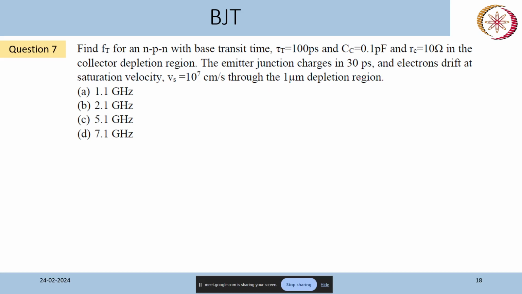Here it is not given that the base transit time is the dominant delay time, so we have to consider all the delays in the collector depletion region and the emitter depletion region, and the time it takes to generate a carrier and transfer the carriers. We will basically add all the delays, and then calculate the unity gain frequency. Let's calculate the total delay first, and then you can see that the base transit time is indeed the dominant delay time in most cases.